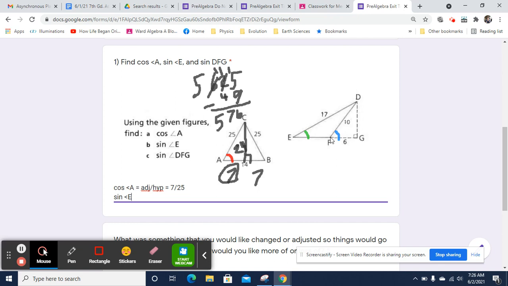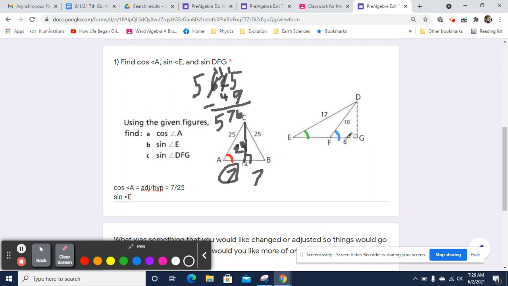Okay, so we know this side is 10. We know this side is 6. And this is a right triangle. So 6 and 10 in this arrangement are definitely part of a Pythagorean triple. These are part of the 3, 4, 5 Pythagorean triple. So 2 times 3, 2 times 3, 2 times 4, and 2 times 5. So this is going to be 2 times 4, so that's an 8.